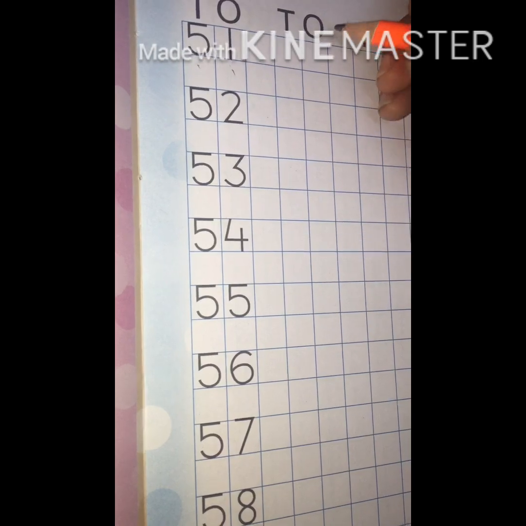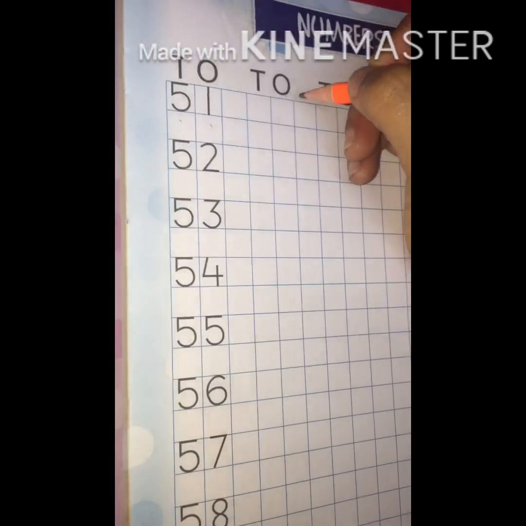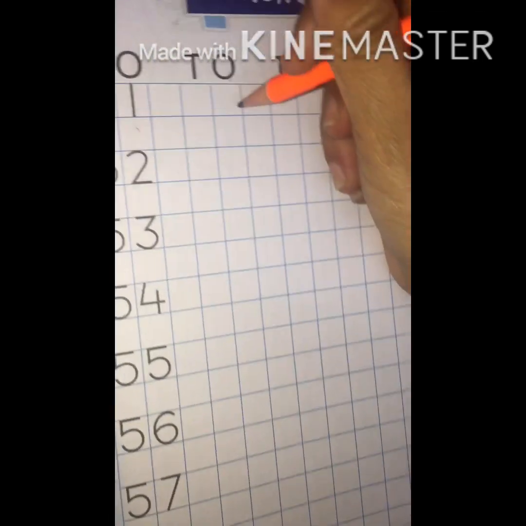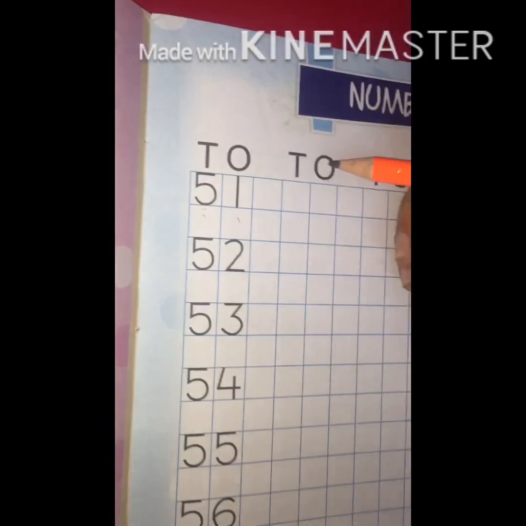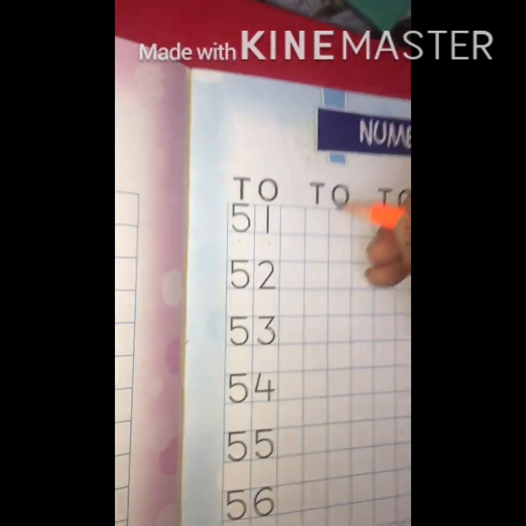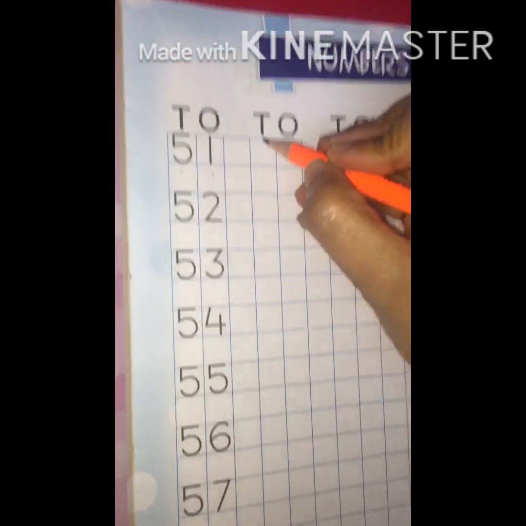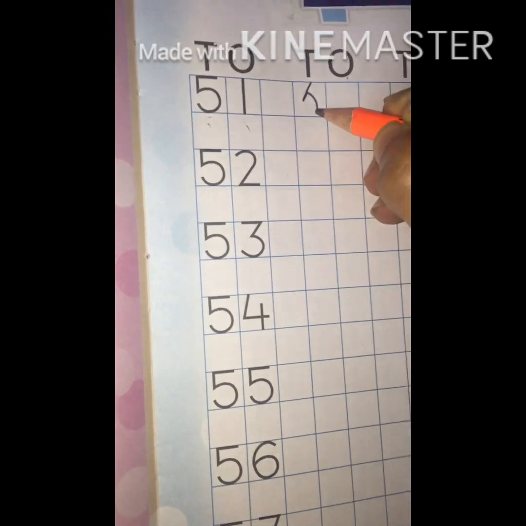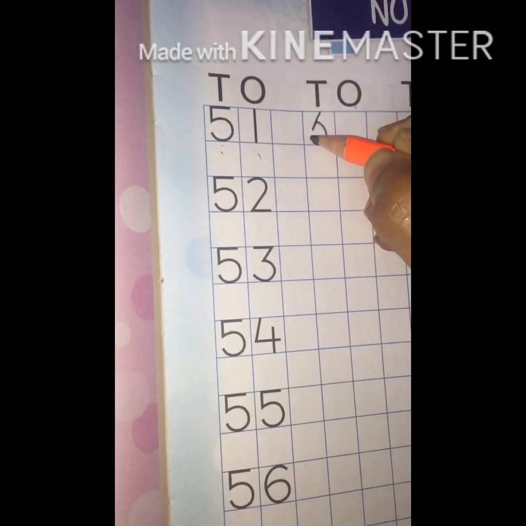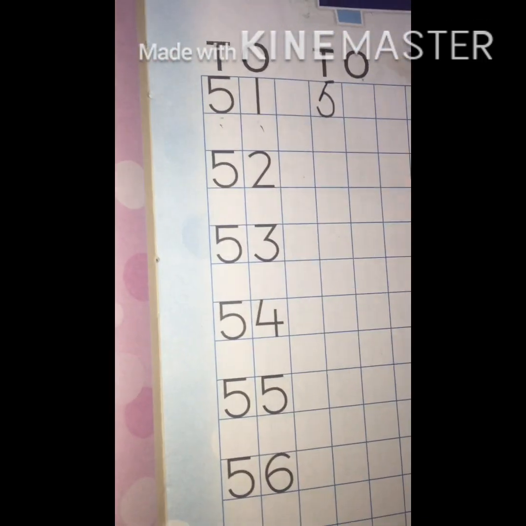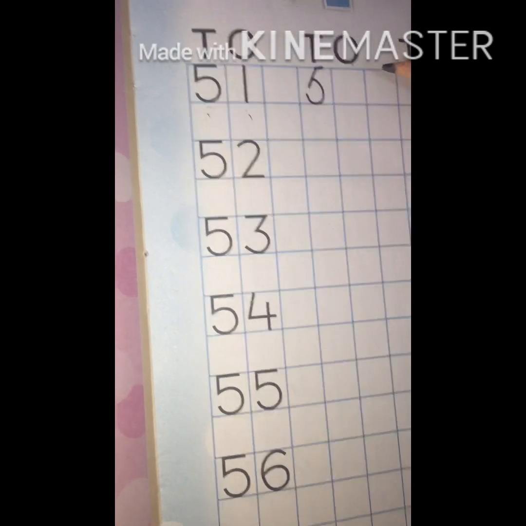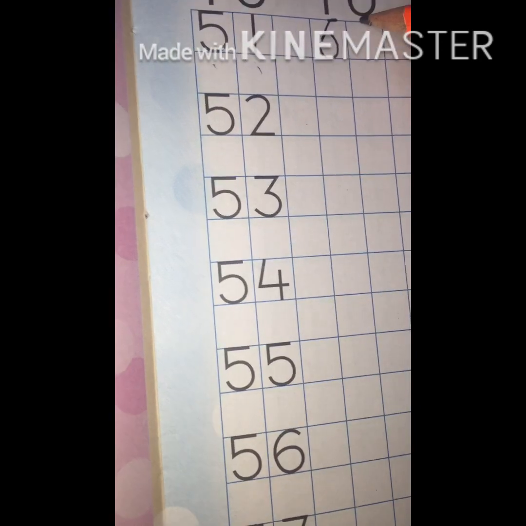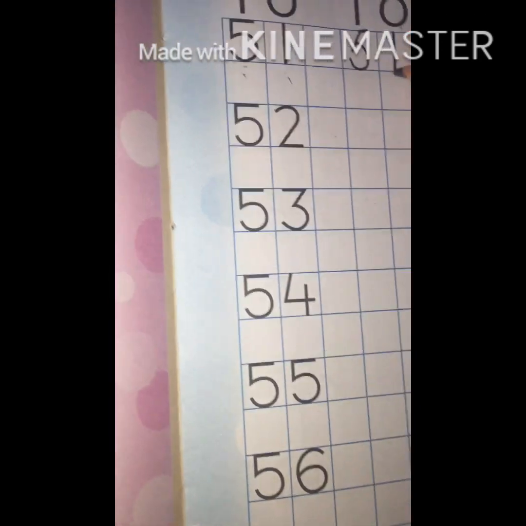51. When we are saying 51, the number 50 is related to number 5. So which number will come first? Number 5. And how to write down number 5? Slant line, go back, curve, touch the line, go up, and sleeping line. And at the end we are saying 1.